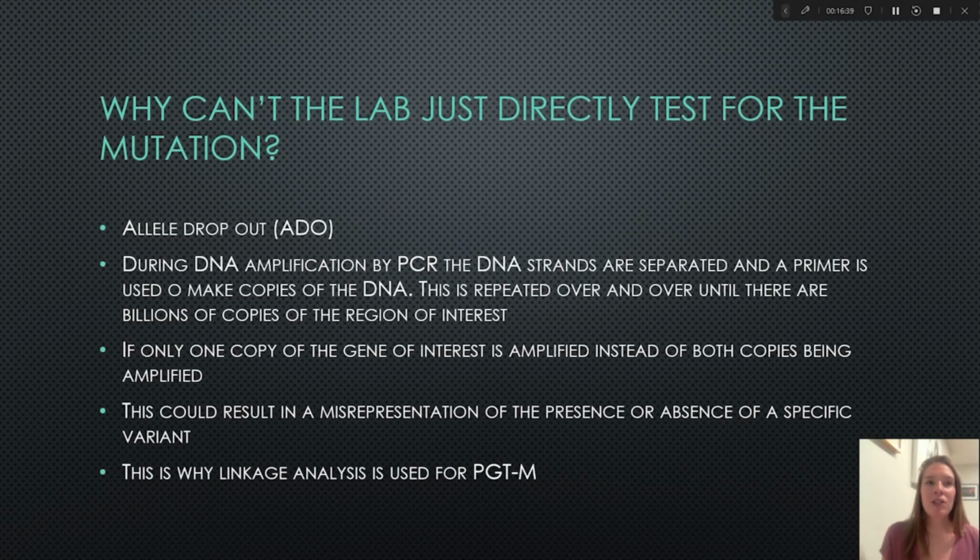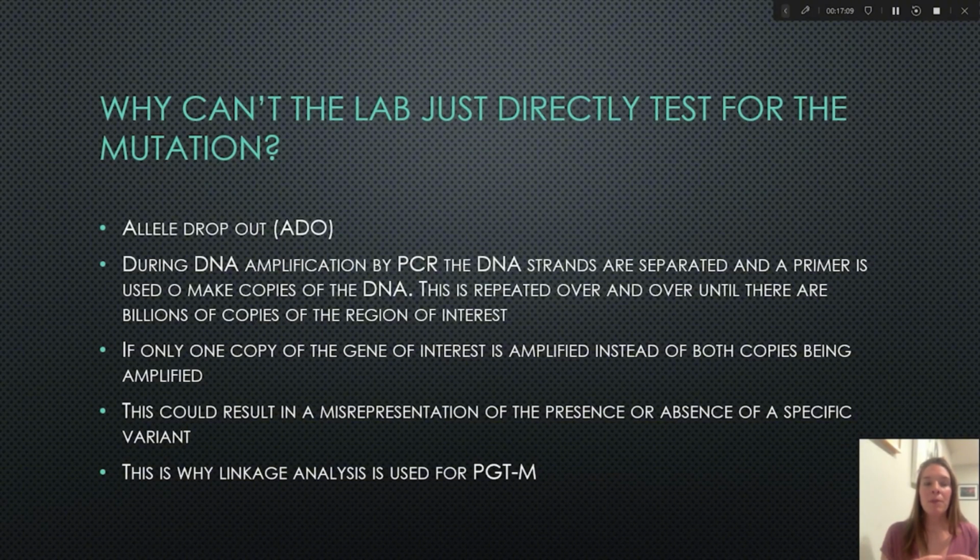After I explain linkage analysis to patients, oftentimes they'll ask me, why can't it just be easy? Why can't we just do the same type of testing that we did on the amniocentesis sample from my previous pregnancies? And the reason is ADO, or allele dropout. So if we fast forward to the stage of PGT-M where the lab receives the embryo biopsies from the couple and starts testing those embryo samples, that's where we can run into a problem.